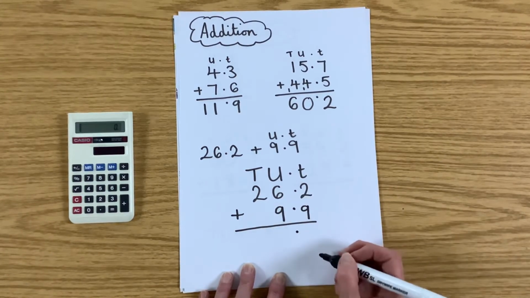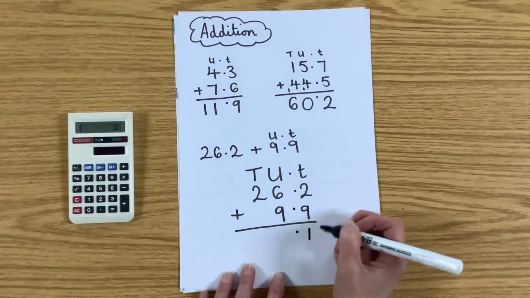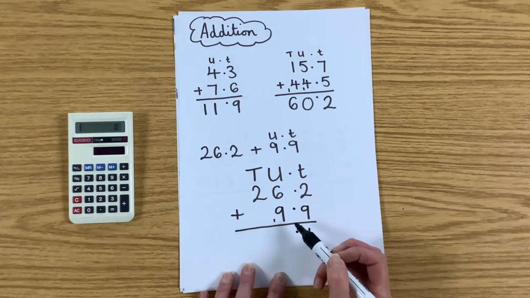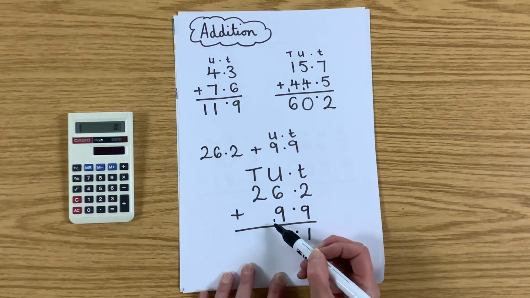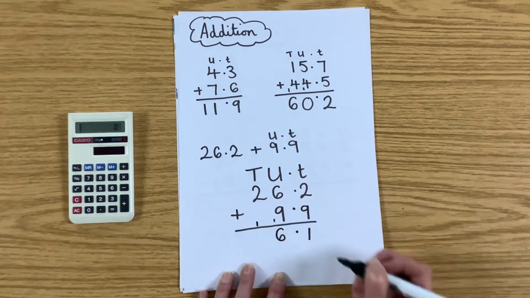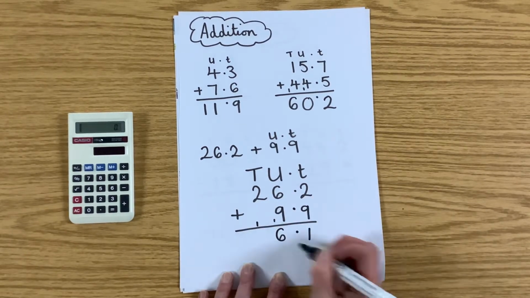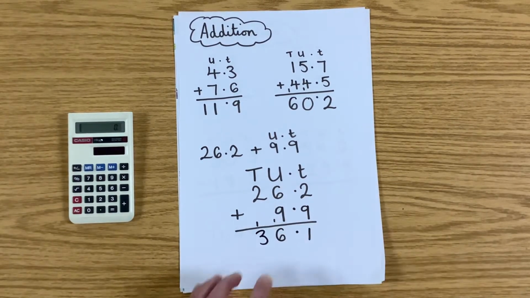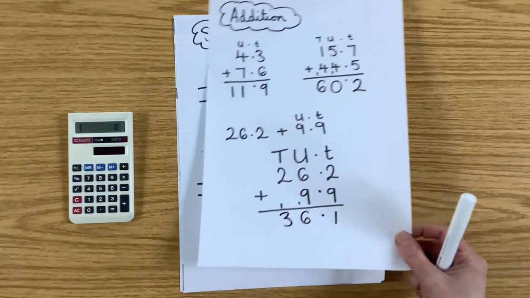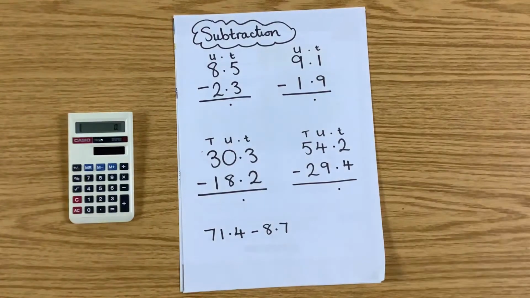So 2 add 9, yep, that's going to be 11. 6 plus 9 plus 1, well, I would reorder them. 9 and 1 is 10, and 6 more is 16. 2 plus 1, 36.1. Now P6, that's all revision of what we were doing yesterday.